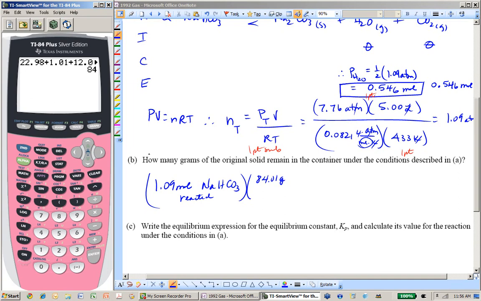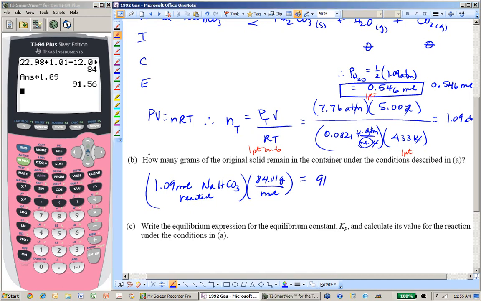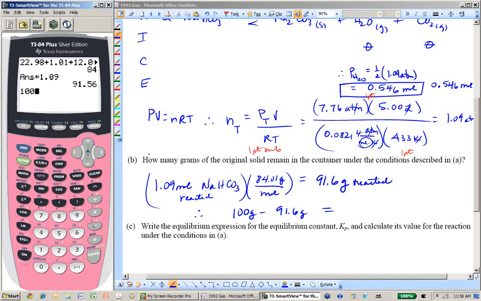So, grams per mole. And that's going to come out to 91.6 grams reacted. Therefore, 100 grams that you started with minus 91.6 grams reacted is going to equal 8.44.